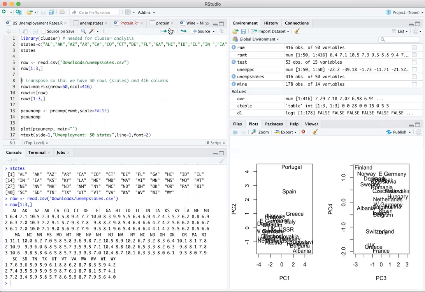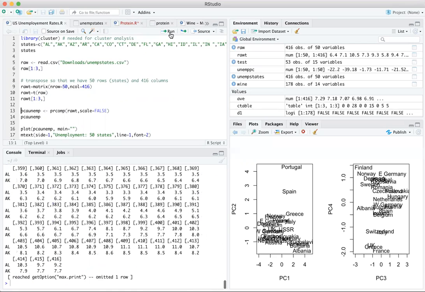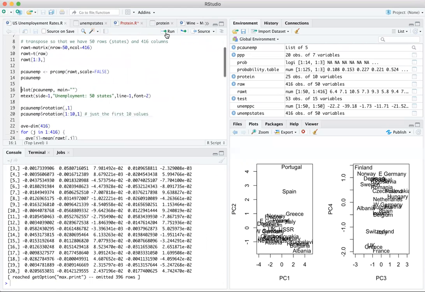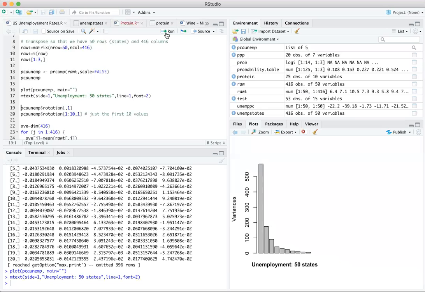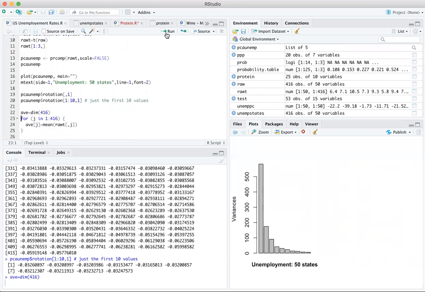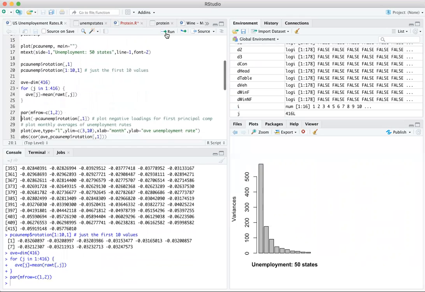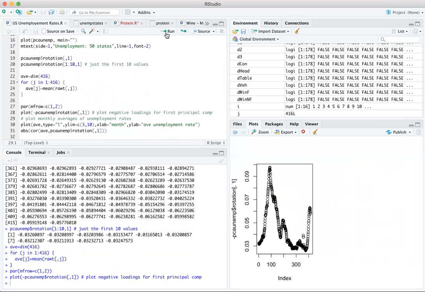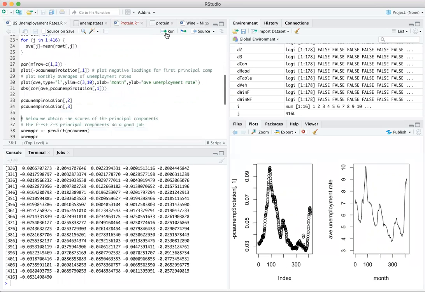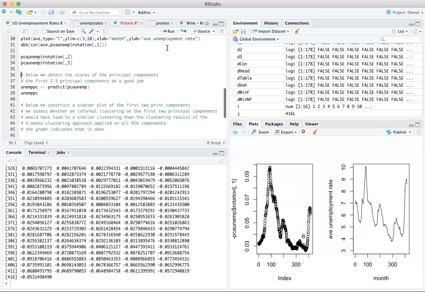Now we transpose so that we have 50 rows or states and 416 columns. We'll check the PCA, and now we'll plot it, where we have the unemployment of the 50 states and their variances. Now we do the first 10 values, and then we plot the negative loadings for the first principal component. Next, we'll plot the monthly averages of the unemployment rates. And then below we obtain the scores of the principal components.